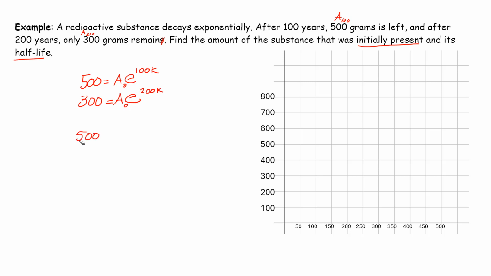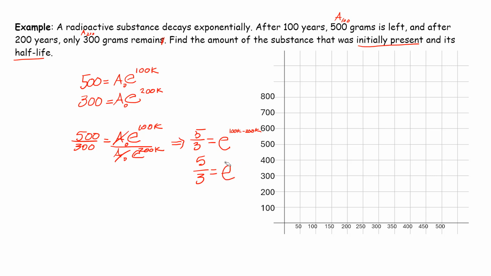So we'll have 500 over 300 is equal to A sub 0 e to the 100k over A sub 0 e to the 200k. So the A sub 0's cancel, and we have 5/3 is equal to e to the, when you divide like bases, you can subtract the exponents. So it'll be e to the 100k minus 200k. So we have 5/3 is equal to e to the negative 100k. And now we can solve for k.